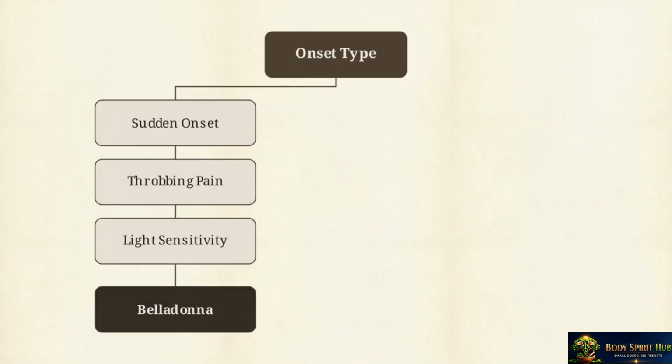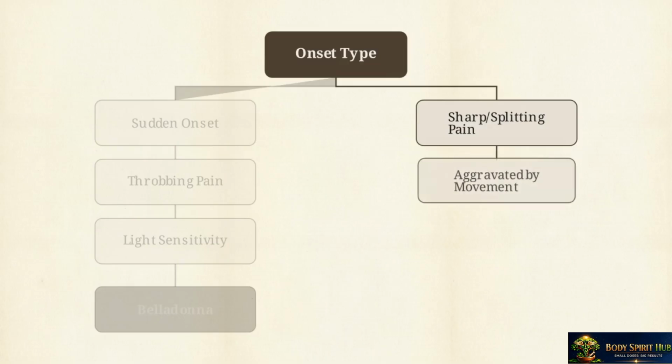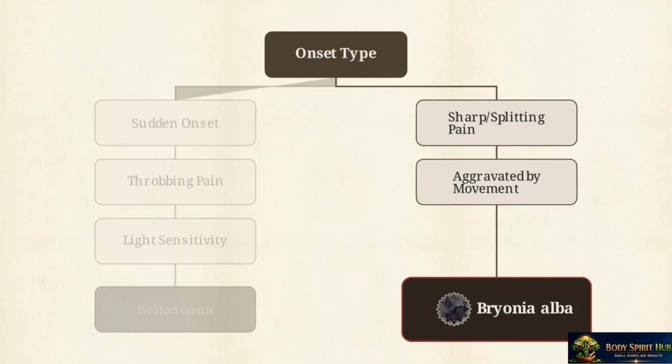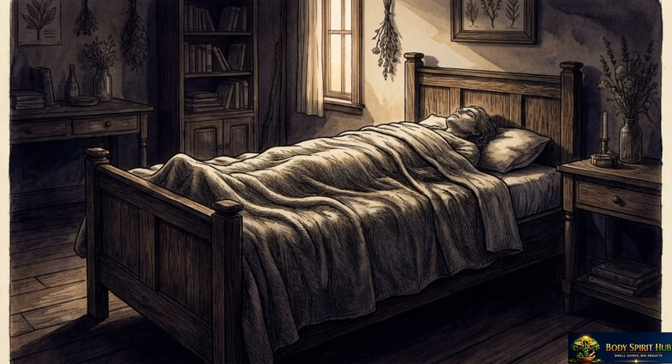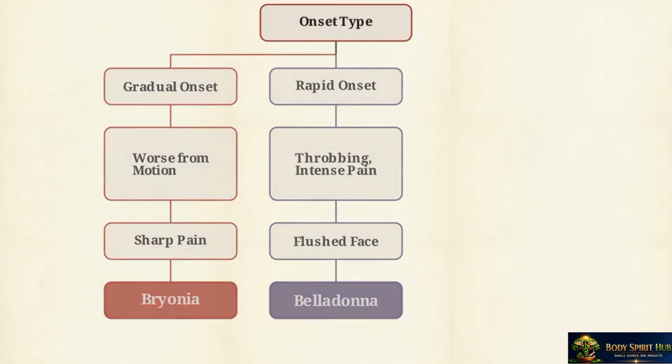Back to the matrix. If your pain is sharp, splitting, and strictly worsens with any kind of motion, the path leads to Bryonia alba. Bryonia demands a behavioral trade-off. If you use it, you must commit to absolute rest, ideally lying perfectly still in a quiet, dark room. If you take Bryonia and then attempt to push through a busy workday, you completely negate the medicine. It only works in tandem with rest.